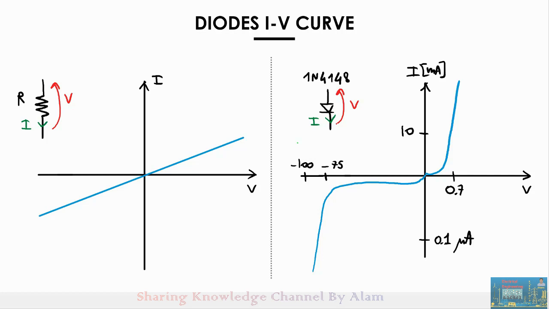In order to understand how diodes work, we need to look at their IV curve. The IV curve for a component represents the relationship between the voltage applied to the component and the current that flows through it. Before we continue the study of the diode's IV curve, let's look at the IV curve of a resistor.